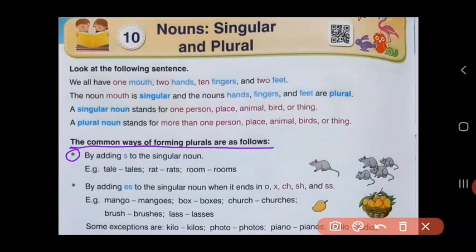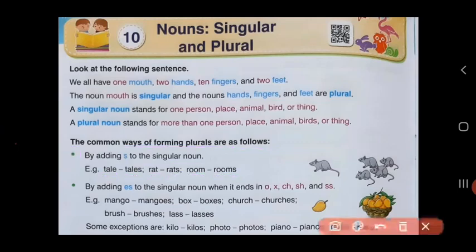First one is very simple. You only have to add s to the singular noun. Tail will become tails. Rat becomes rats. And room plural becomes rooms. So all these have made plural only by adding s to the singular noun.